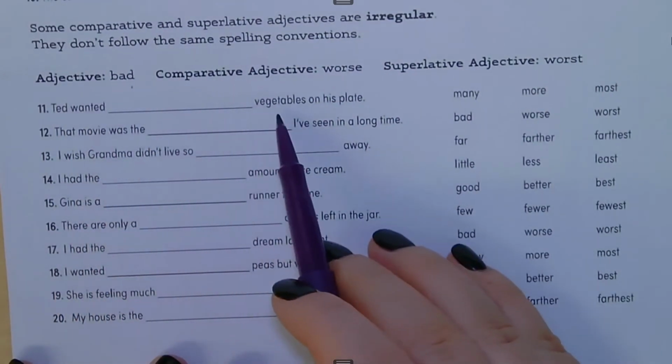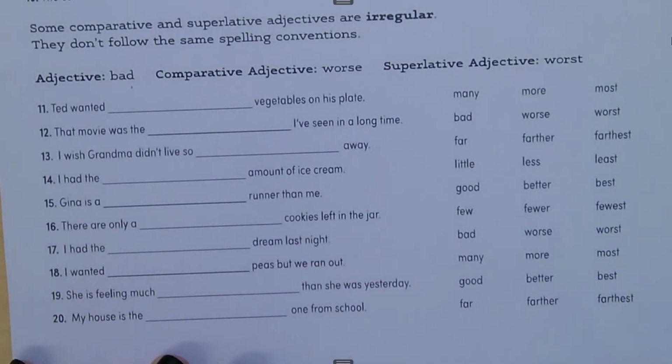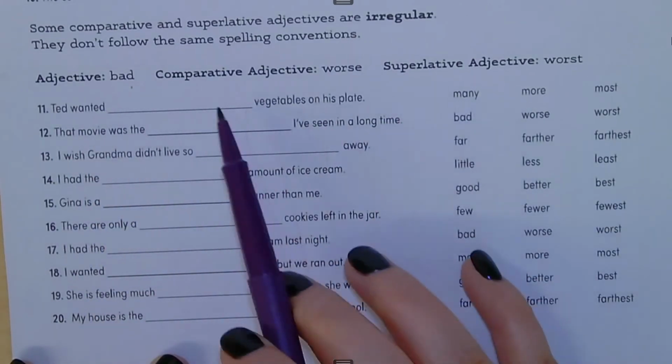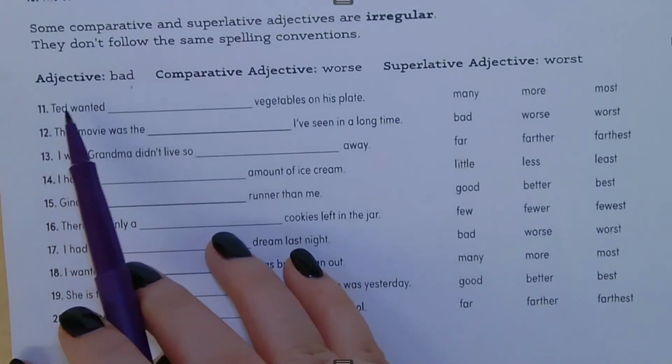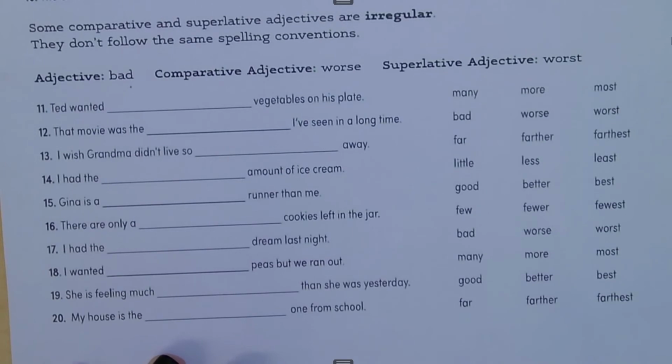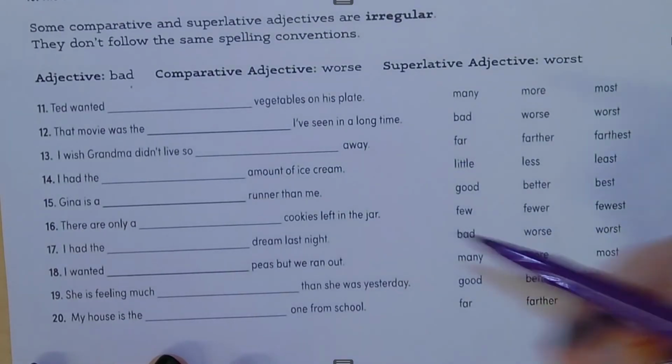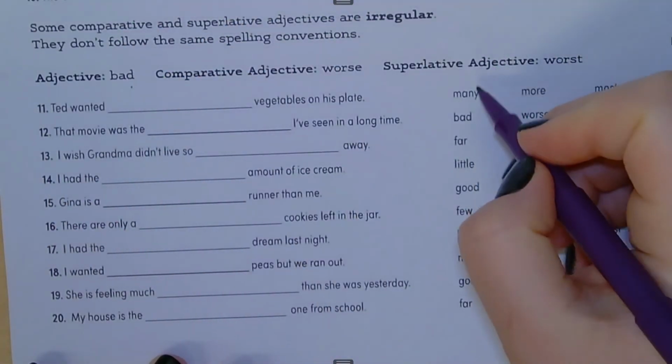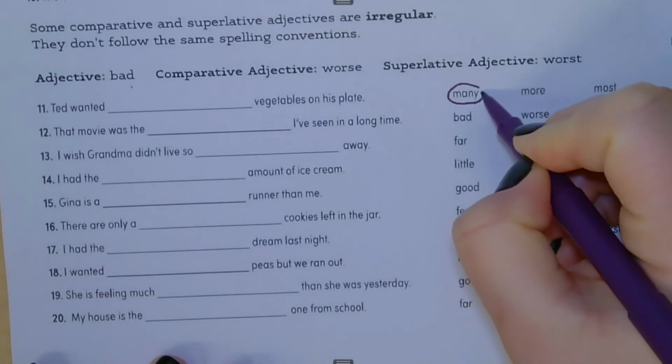Ted wanted blank vegetables on his plate. What do you think? Ted wanted many vegetables on his plate. Ted wanted more vegetables on his plate. Ted wanted most vegetables. Are we comparing anything? No, we're not. There's nothing that's being compared. Ted wanted many vegetables on his plate.